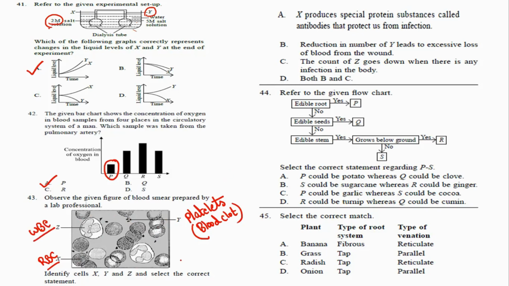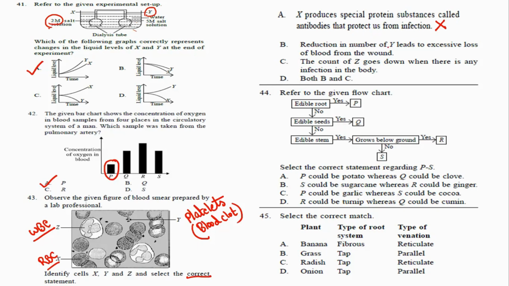So here we have to find the correct statement. X is said to produce a special protein substance called antibody. X is RBC. RBC does not produce any antibodies. WBCs produce antibodies. So this is the wrong statement, right?